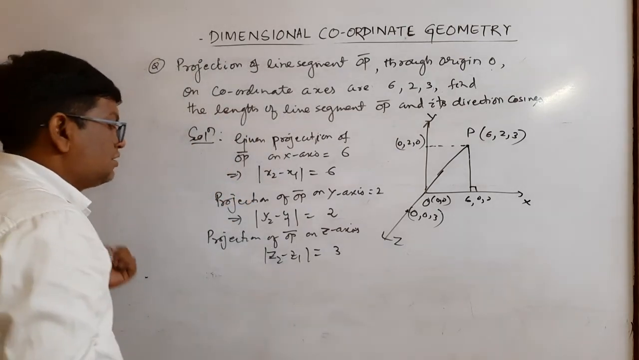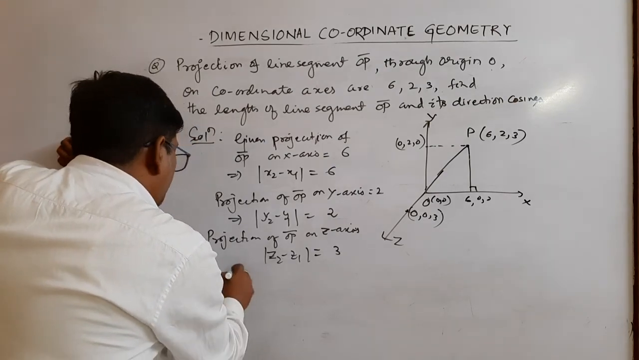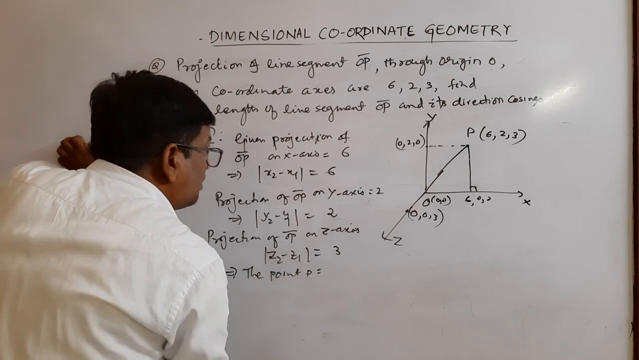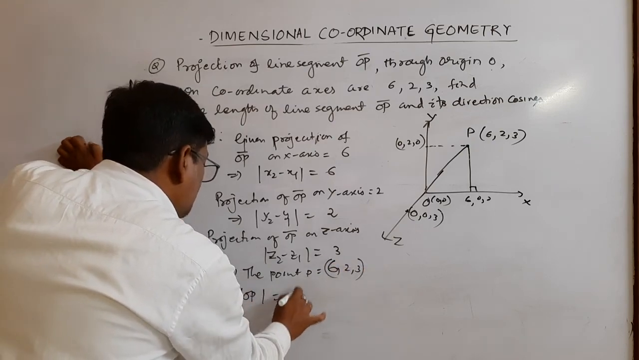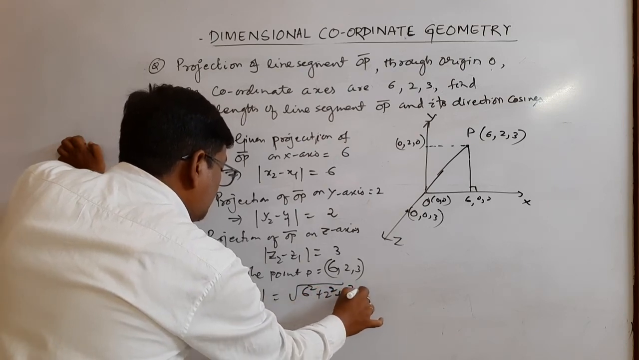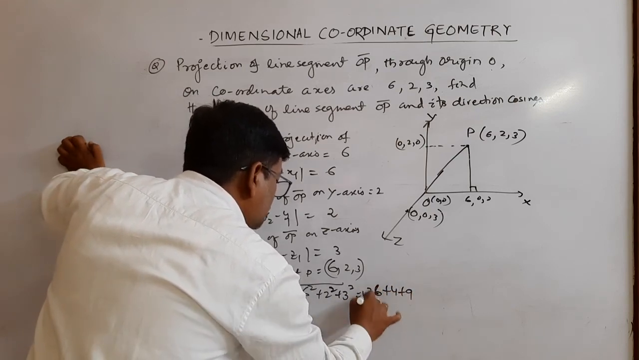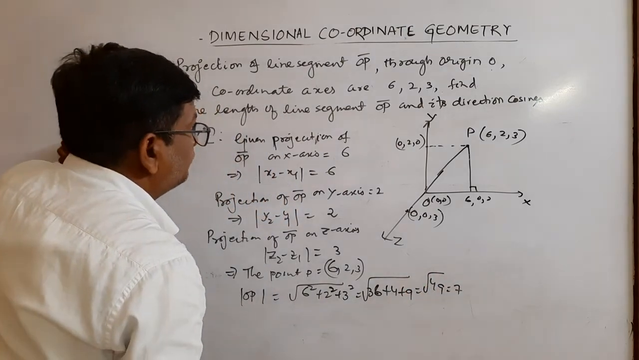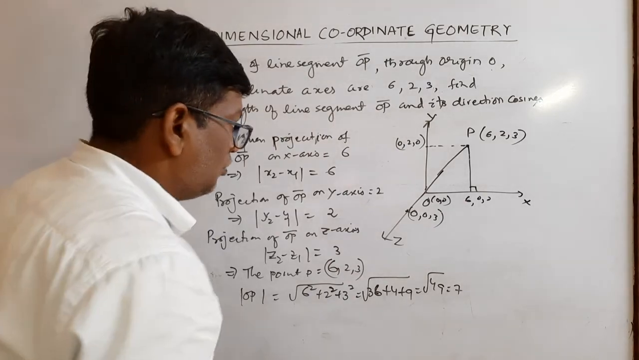Now obviously the point P is equal to 6, 2, 3. Now OP distance is equal to the square root of 6 square plus 2 square plus 3 square, that is 36 plus 4 plus 9 square root, that is root over 49, which is equal to 7. So this is the length of OP.